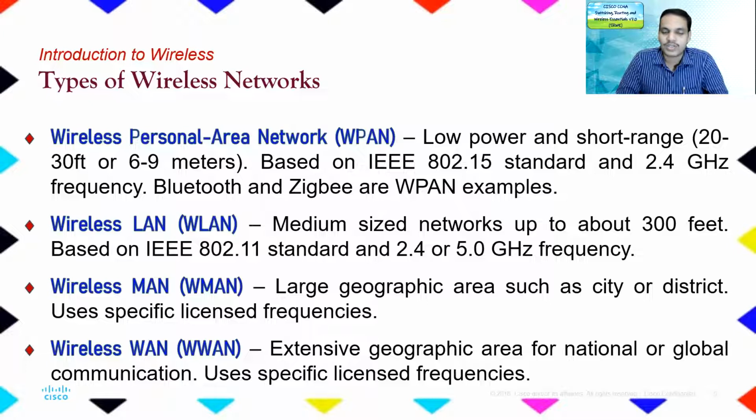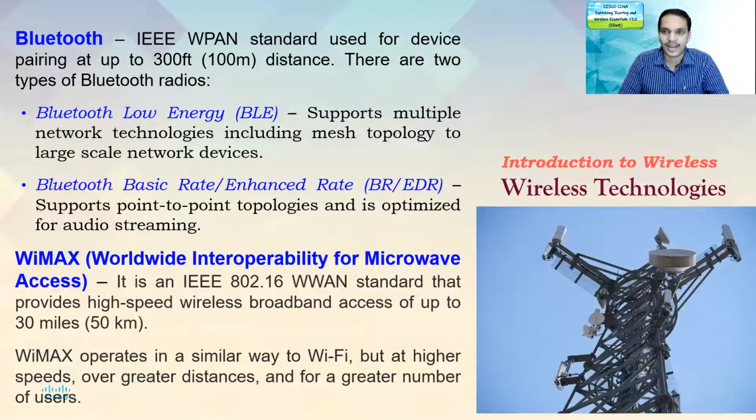And again, we come across the wireless WAN networks, WWAN. These cover an extensive geographic area for national or global communication. Once again, they use specific licensed frequencies, not the 2.4 or the 5 gigahertz bands.